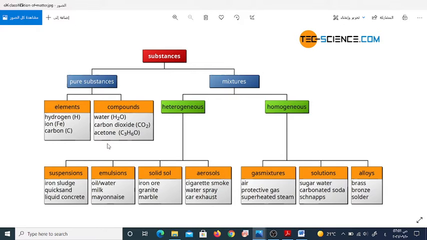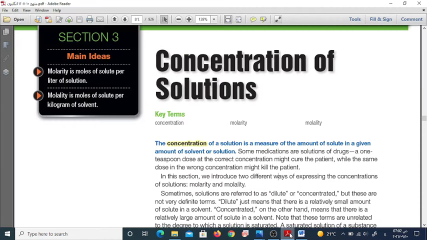Mixtures are divided into homogeneous and heterogeneous. Homogeneous mixtures are like alloys, solutions, and gas mixtures. Heterogeneous are like suspensions and colloids. That's what we have explained in the previous lecture. Let's start with today's lecture.